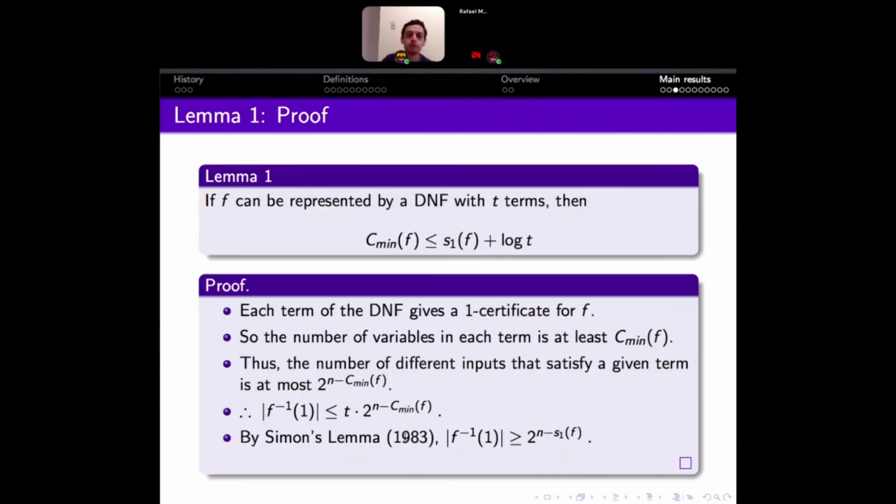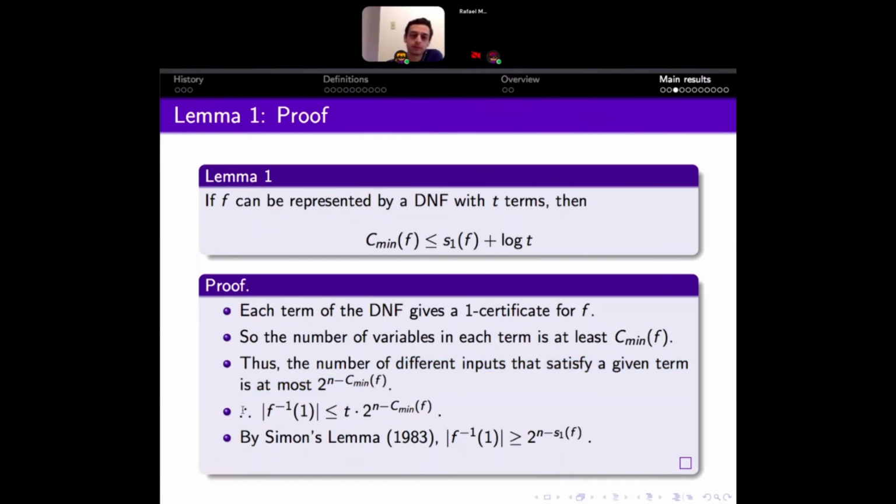Now we quickly go over the proof of lemma 1. Lemma 1, recall, said that if f can be represented by a small DNF, then C min can be upper bounded in this way. So let's go over the proof. Each term of the DNF gives a 1-certificate for f, and so the total number of variables in each term is at least the min certificate complexity of f. What this means is that each 1-certificate, so each term, has at most n minus c min free variables, which means that the number of different inputs that satisfy it is at most 2 to the n minus c min.